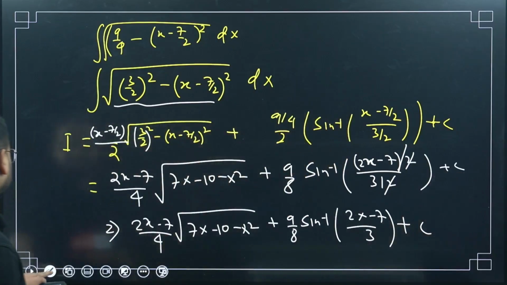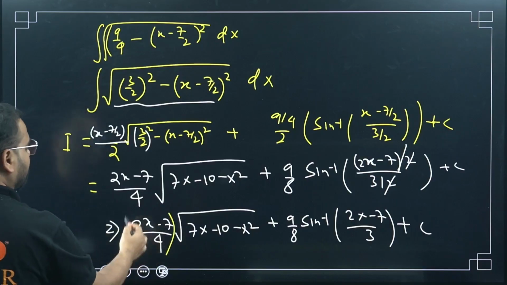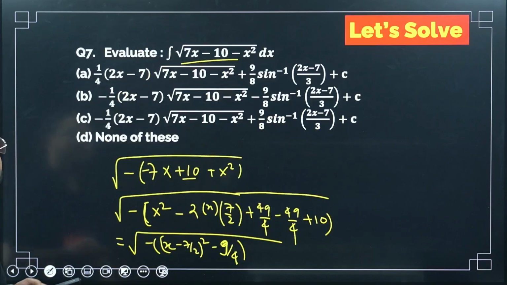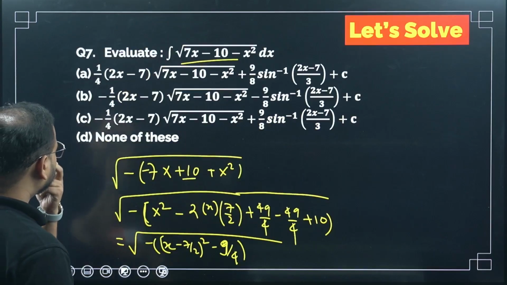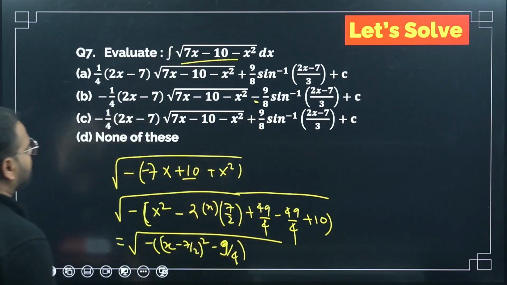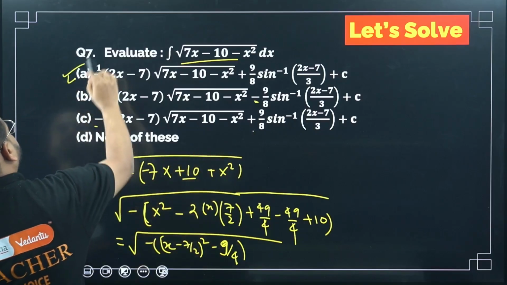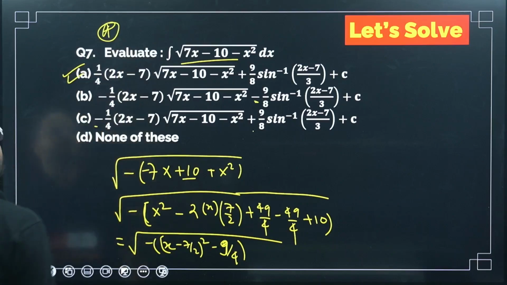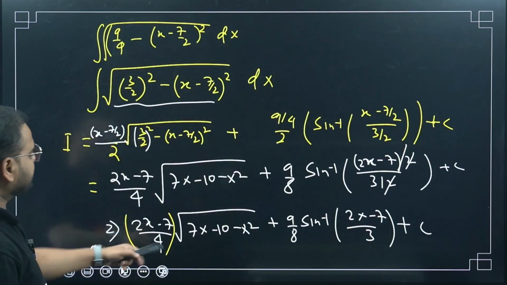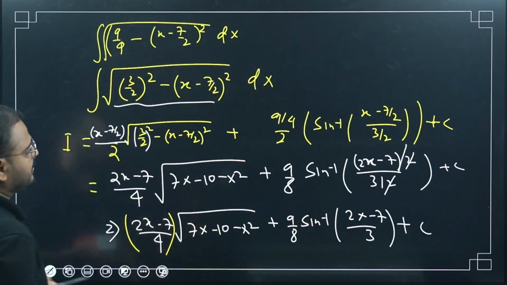Please check for any option like this. This is the final answer. 2x minus 7 times this whole thing, 2x minus 7 by 4. There is a minus sign here, so I cannot take this option, and there is a minus sign over here, so I cannot take this option also. Option number A. Have a look. 2x minus 7 by 4, 7x minus 10 minus x square. Correct? 9 by 8 sine inverse of 2x minus 7 by 3.